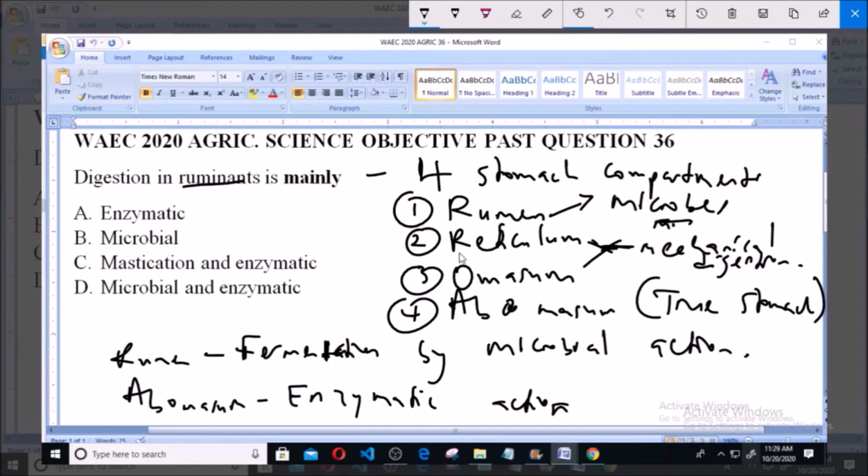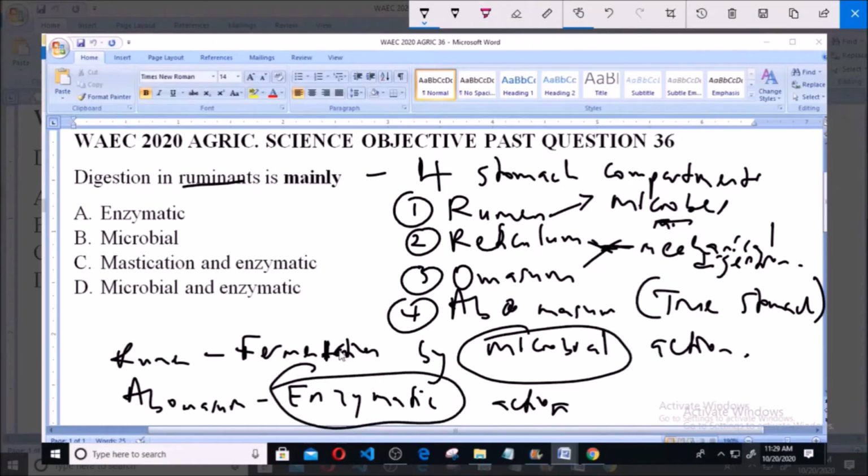So from what we have established, digestion in ruminants is majorly microbial action, which takes place in the rumen, and enzymatic action, which takes place in the abomasum. So it is mainly microbial and enzymatic, and microbial and enzymatic is option D. So option D is the correct answer to this question.